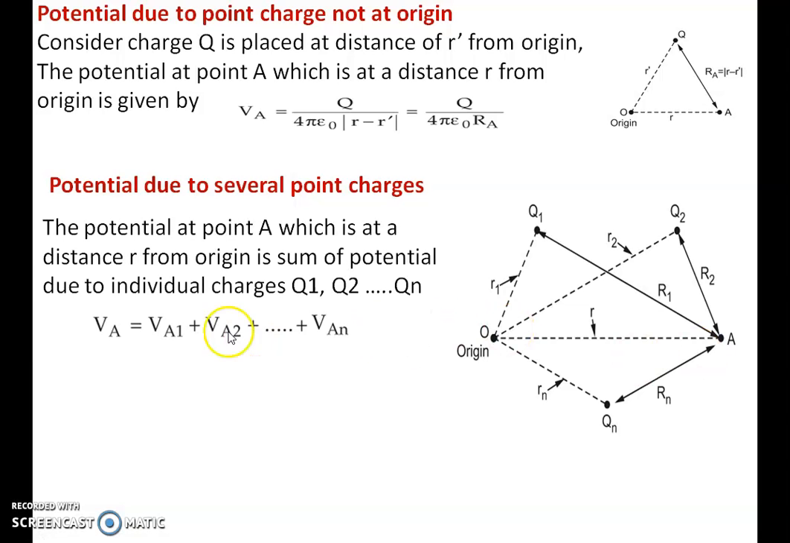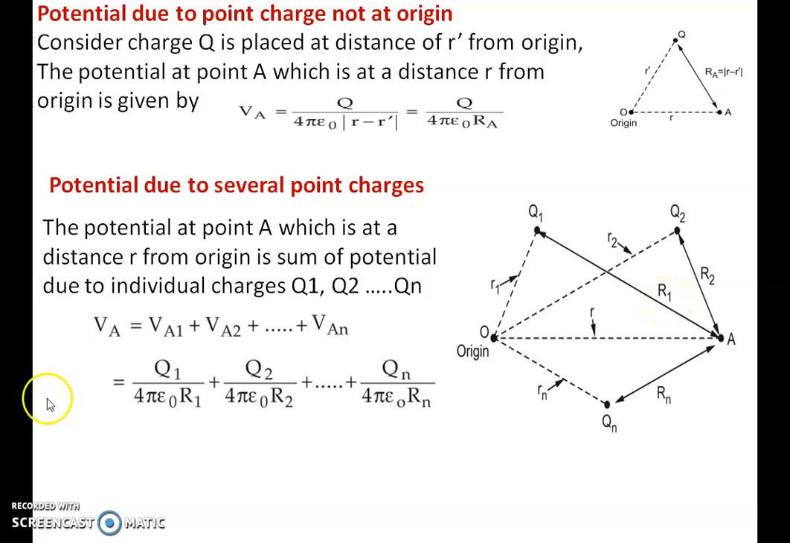So we can write the potential at A as due to Q1, due to Q2, due to Qn, and like this we can add up and obtain the potential. VA1 will use this expression Q by 4 pi epsilon naught, and the distance between Q1 and A is R1. So VA1 can be written as Q1 by 4 pi epsilon naught into R1. Similarly, VA2 can be written as Q2 divided by 4 pi epsilon naught into R2. Similarly, VAn can be written as Qn divided by 4 pi epsilon naught Rn.